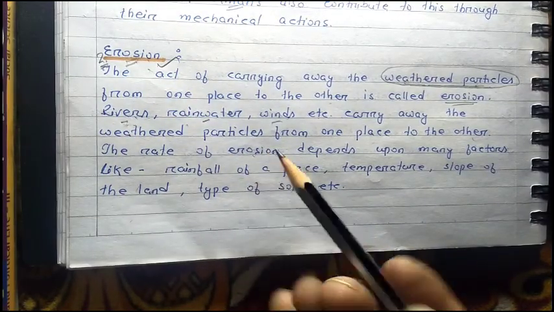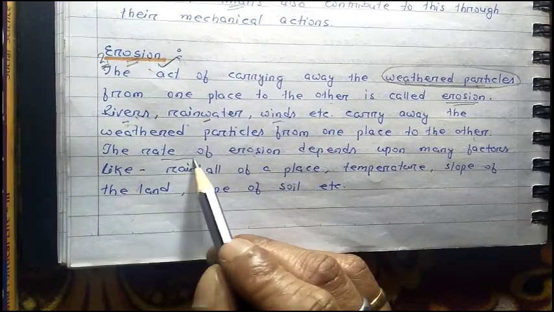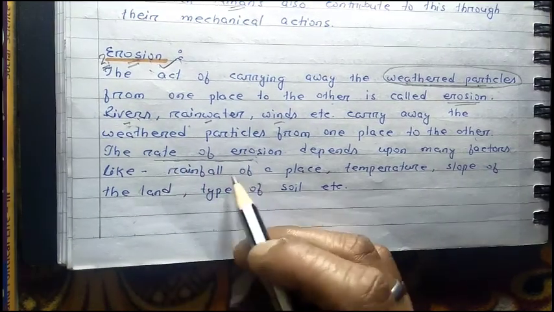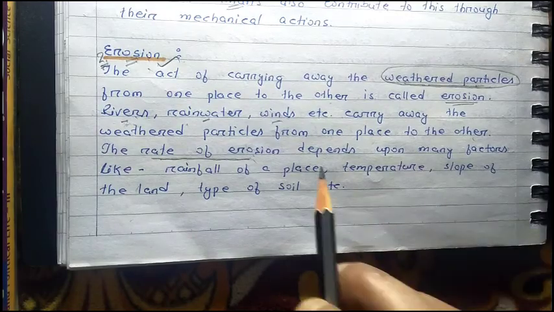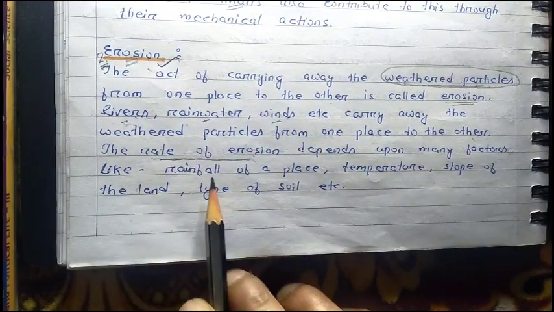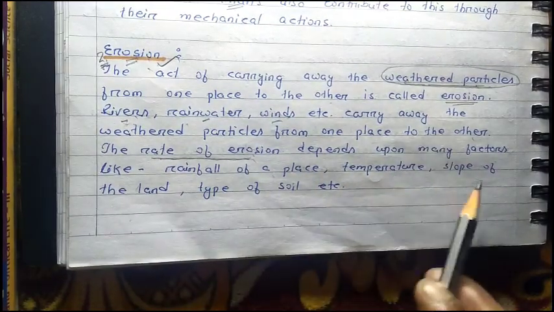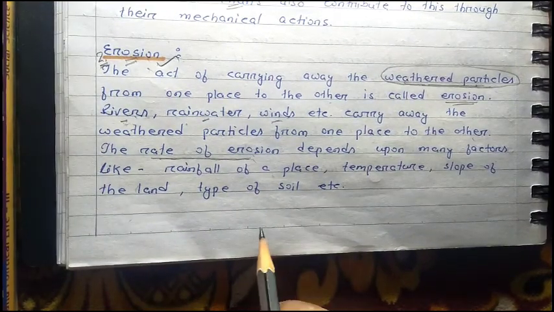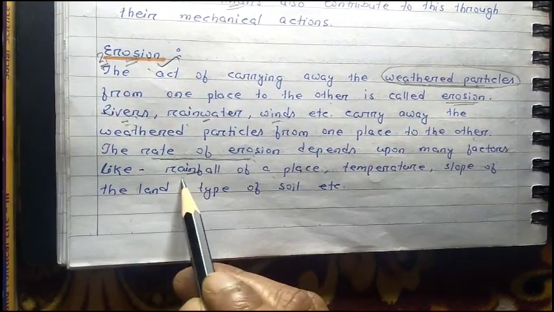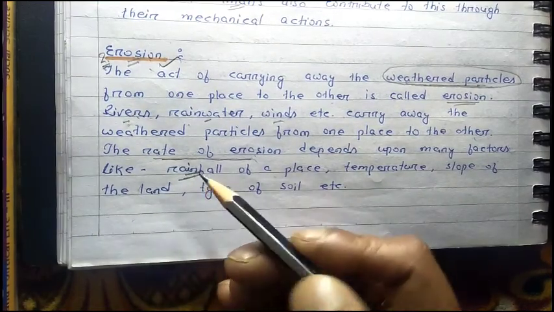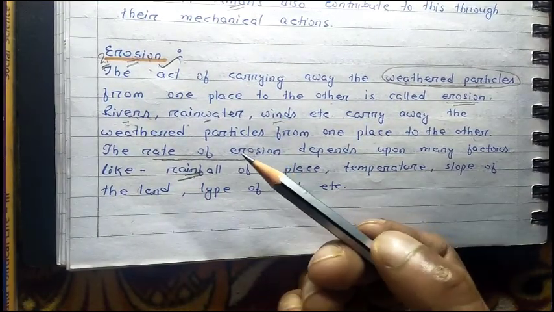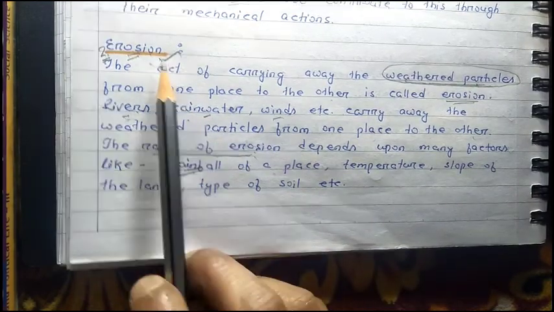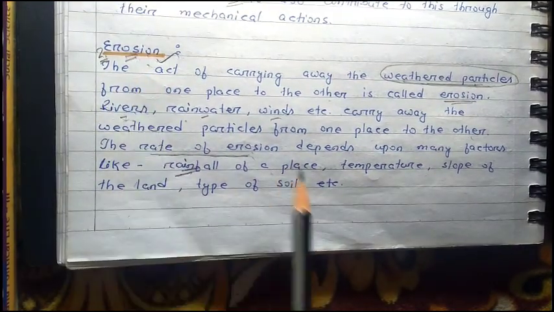The rate of erosion, the process, is not the same everywhere. It depends upon many factors like rainfall of a place, temperature, slope of the land, and type of soil. Let me tell you how. First one is rainfall. If rainfall is more, the rate of erosion will be more. If rainfall is less, the rate of erosion also will be less.